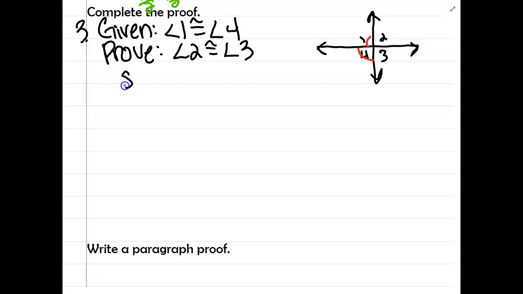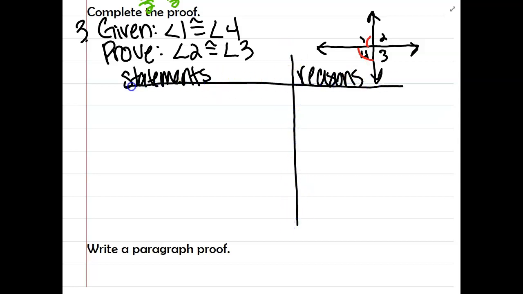Remember, on your proof, we need a column for our statements, and then a column for our reasons. Okay, and our first statement will be angle 1 is congruent to angle 4. Why? It's the given.